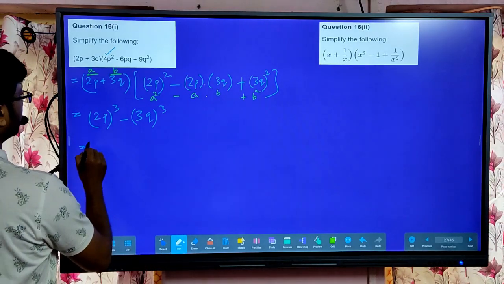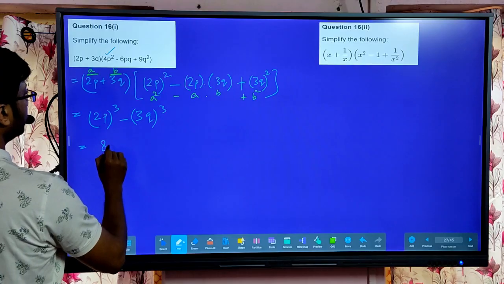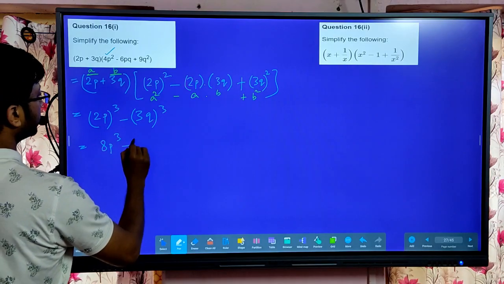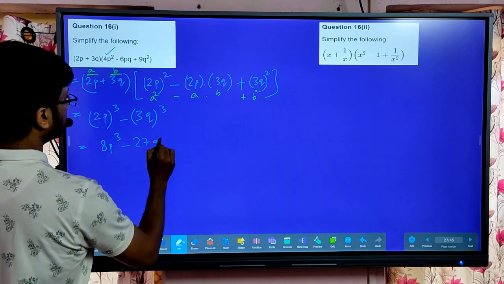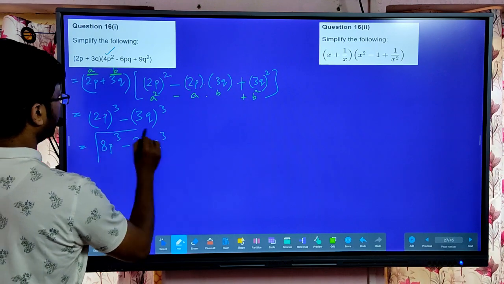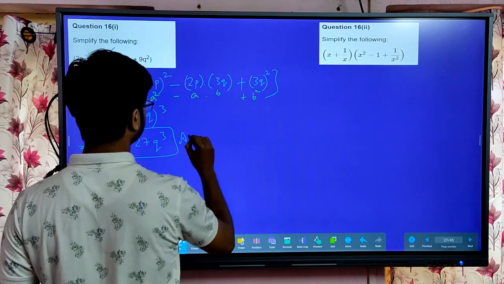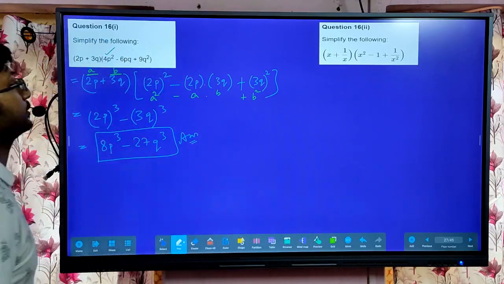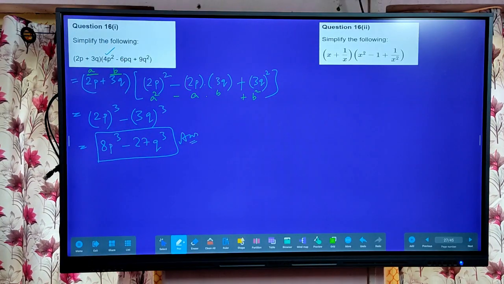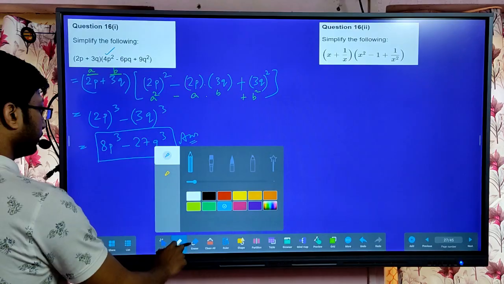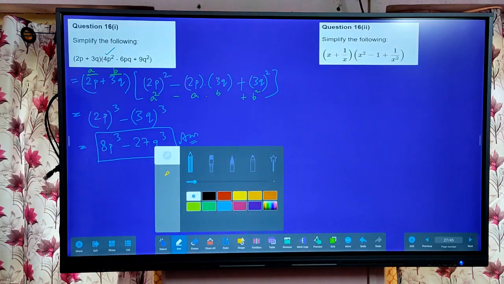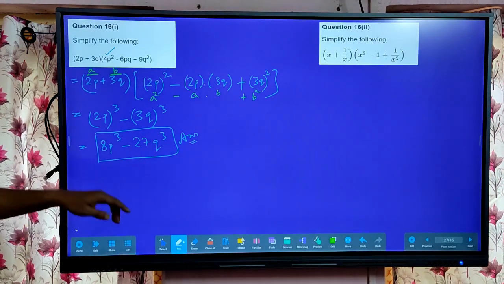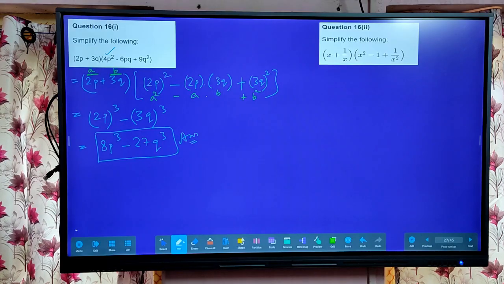You just write 2 cube is 8, so 8p cube minus 27, 3 cube is 27, q cube. So this will be your answer. Okay. Write it down. And in the same way, we will do the next question. Pause the video, write it down.